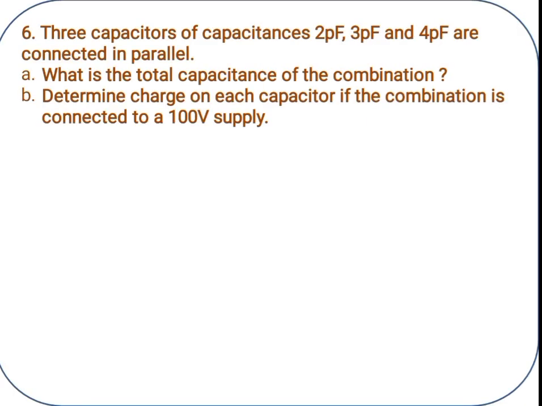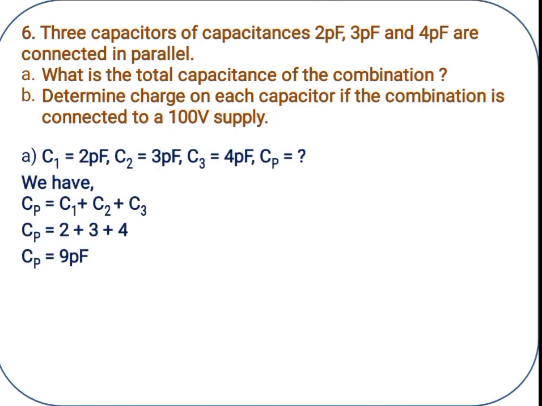Next one, 3 capacitors of capacitances 2 pF, 3 pF and 4 pF are connected in parallel. What is the total capacitance of the combination? Second, determine the charge on each capacitor if the combination is connected to a 100 volt supply. Here is the solution. C1 is given 2 pF, C2 is 3 pF, C3 is 4 pF. What is Cp? Very simple, Cp is equal to C1 plus C2 plus C3.